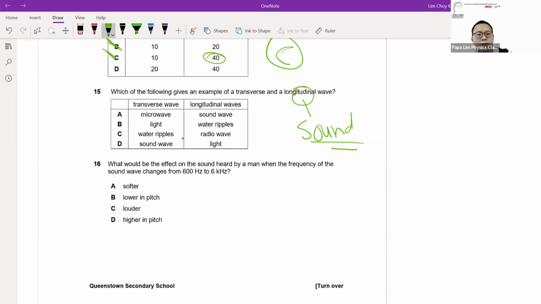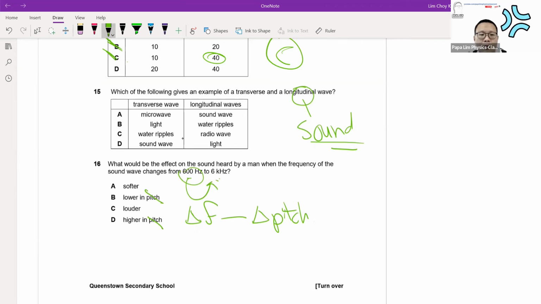Now, number 16: what is the effect on the sound heard by the man when the frequency of the sound changes from 600 Hz to 6 kilohertz? When you change frequency, the most obvious impact is the change in pitch. So this one straight away you know is a change in pitch. From 600 to 6,000, it's definitely higher pitch. So you will go for higher in pitch.